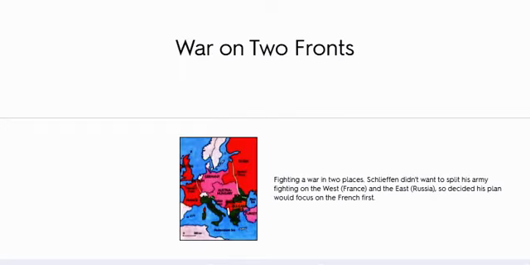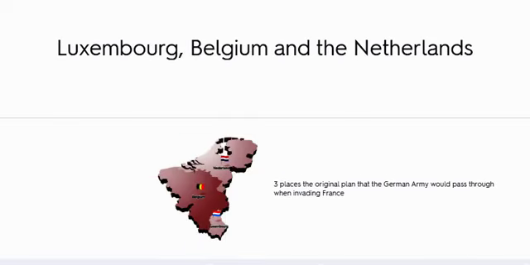War on two fronts. Fighting a war in two places. Schlieffen didn't want to split his army fighting on the west and the east, so decided his plan would focus on the French first. Luxembourg, Belgium and the Netherlands. Three places the original plan that the German army would pass through when invading France.